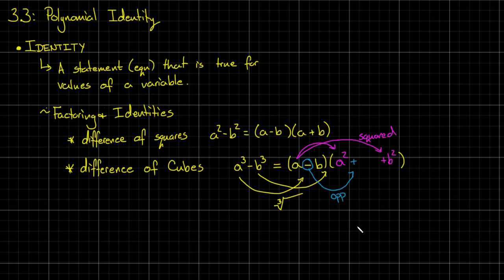Notice, if it's a cubed minus b cubed, I stick with a minus on the first one, and then I have a plus here. It's weird that it changes, but it changes. There's a reason to it. We can go into it if you'd like.